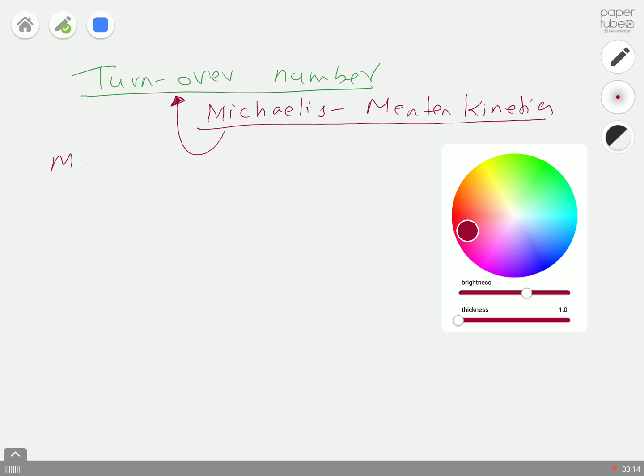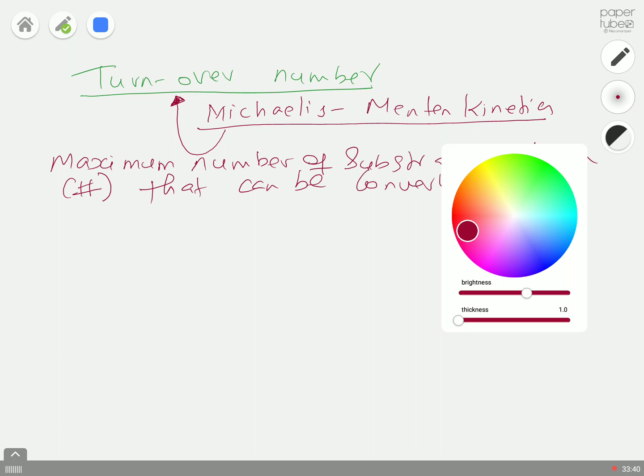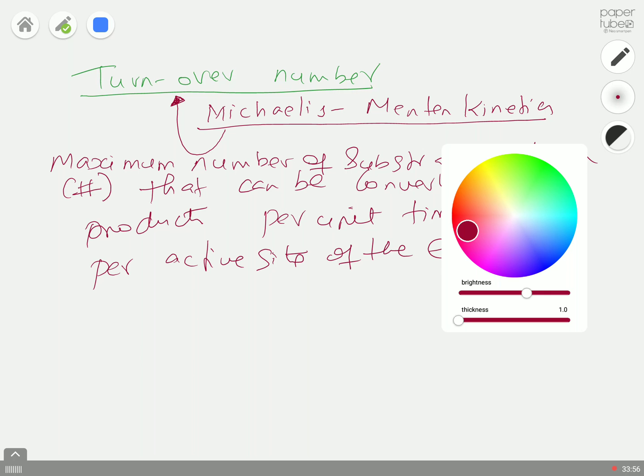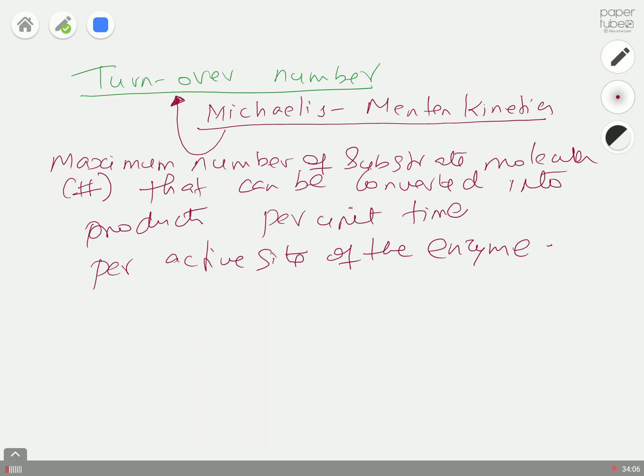So this number refers to the maximum number of substrate molecules that can be converted into products per unit time per active site of the enzyme. This is a very important parameter. In fact, this is a property of an enzyme. So this is the definition: the maximum number of substrate molecules that can be converted into products per unit time per active site of the enzyme.